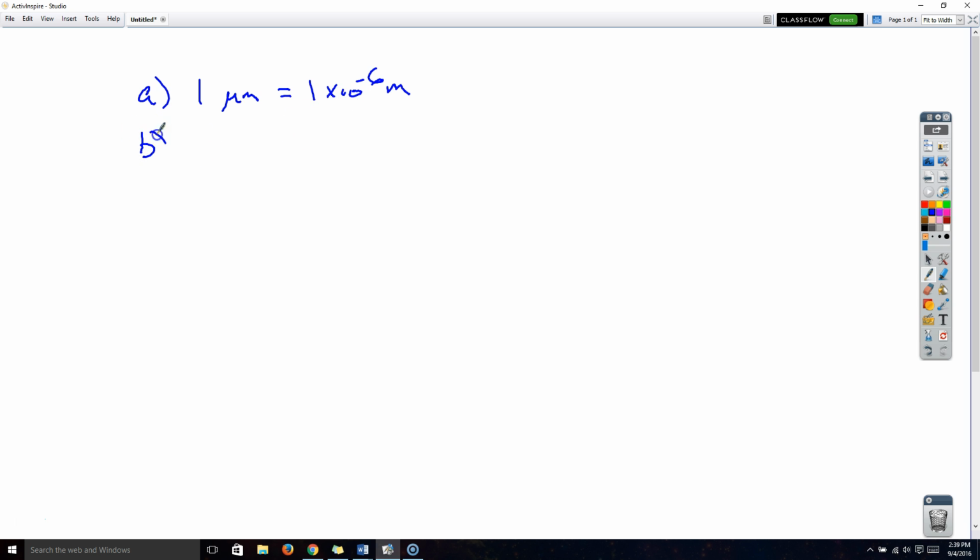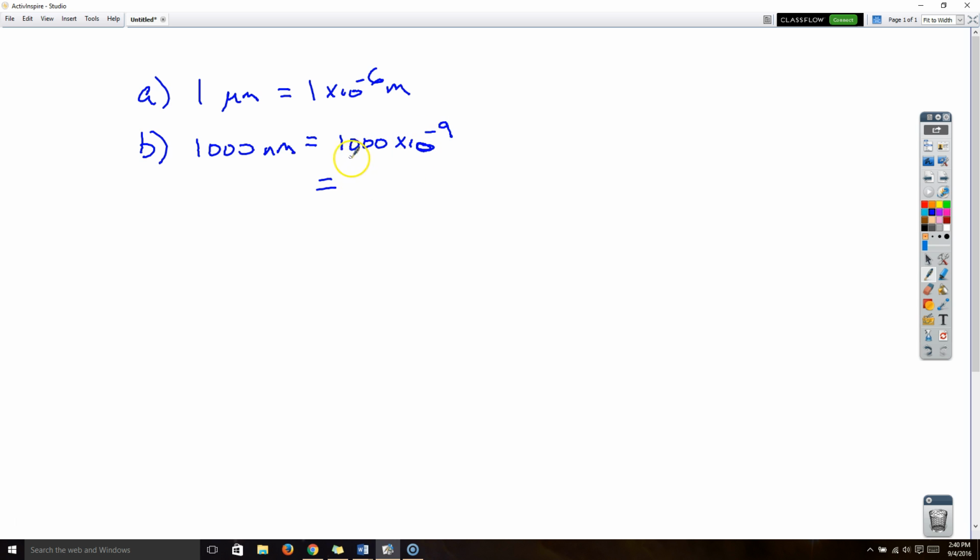For letter B, this is 1,000 nanometers. Nano here just means times 10 to the negative ninth, so we're going to do 1,000 times 10 to the negative ninth. And at this point, we're not in standard scientific notation, so we need to move the decimal point 1 to 3 more places to the left, which then means that we can make this number go towards the positive.